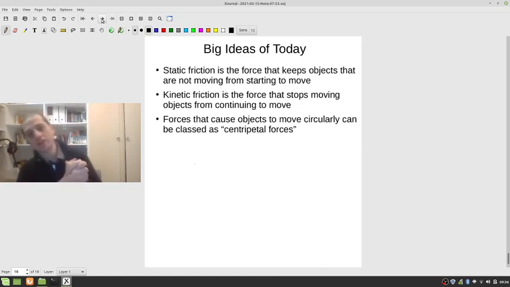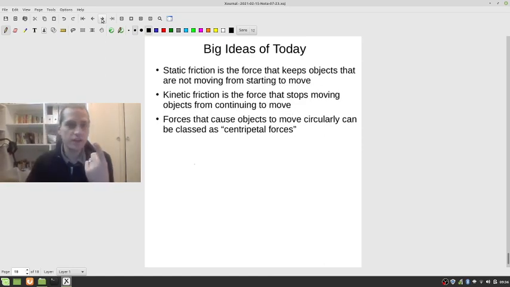Okay, so what have our big ideas of today been? 1, static friction is the force that keeps objects that are not moving from starting to move. 2, kinetic friction is the force that stops moving objects from continuing to move. And 3, forces that cause objects to move circularly can be classified as centripetal forces. Okay, so please take a look at your homework, and thank you for watching.